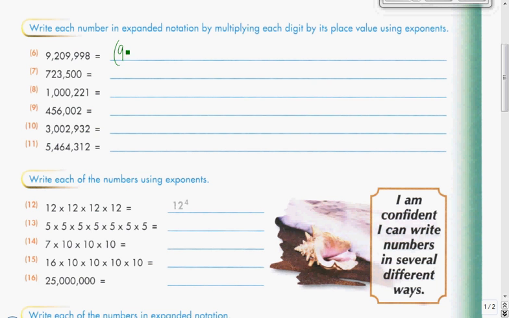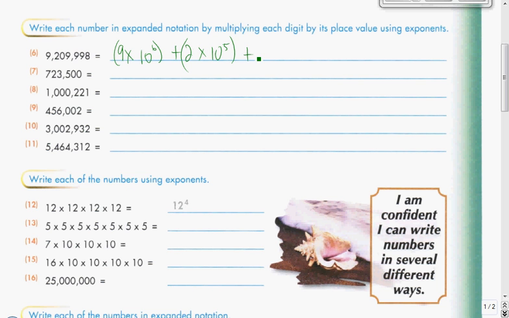So we're going to do 9 times 10. And how many zeros does a million have? So count. If it was 9 million, these would be the zeros. So let's count: 1, 2, 3, 4, 5, 6. So to the 6th power. Plus 200,000. How many zeros would the 100,000 have? 1, 2, 3, 4, 5. 5 zeros. So 2 times 10 to the 5th power.